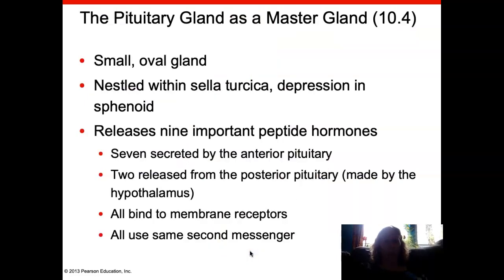So the pituitary has often been called a master gland. It is in the brain. It is nestled within a little bony cavity of the sphenoid bone called the sella turcica, and it secretes 9 hormones, although really we're only going to talk about 8 of them. 7 are secreted by the anterior pituitary, and 2 are released from the posterior pituitary. So really the pituitary is basically functioning as 2 separate glands, the anterior and the posterior.